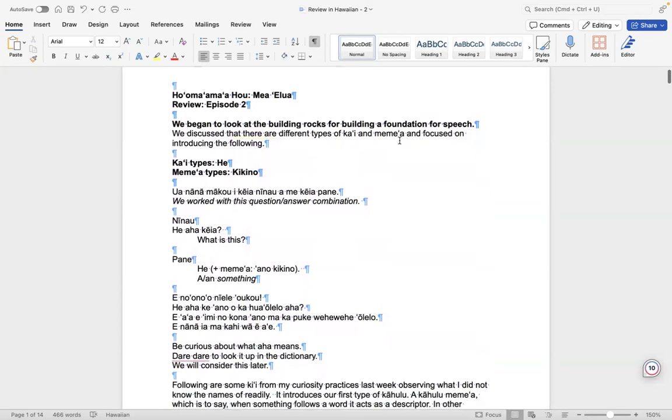We began to look at the building blocks for building a foundation for speech. We discussed that there are different types of kaʻi and memeʻa and focused on introducing the following. Kaʻi type he and memeʻa type kikino. Ninau: he aha kēia? Pane: he ... And then you fill in the blank.